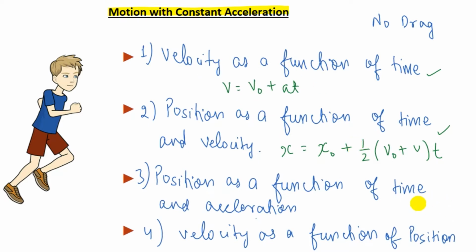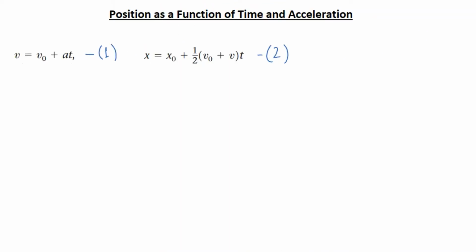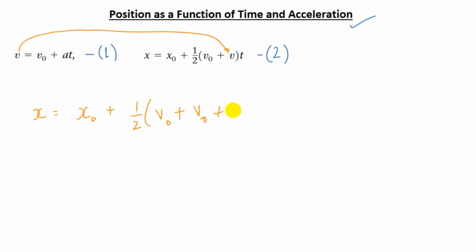Now in this video we'll derive these two equations. First we'll start with the third one. We'll be using these two equations that we obtained in the last video to derive the third equation, which is position as a function of time and acceleration. So we can put the value of v in the second equation. This would become x = x naught + 1/2 (v naught + (v naught + at)) t.